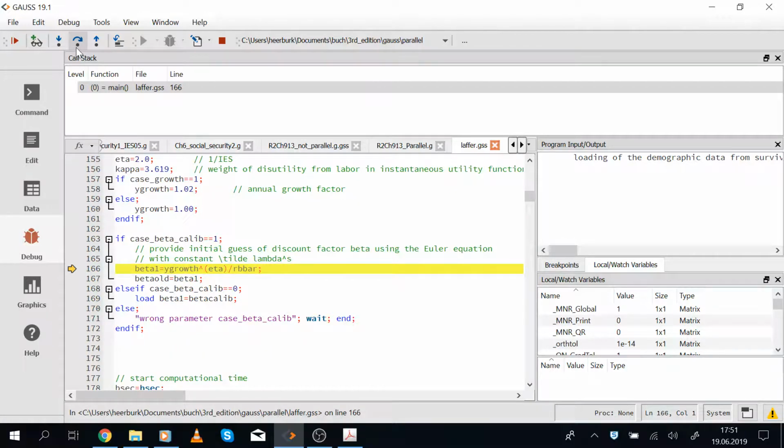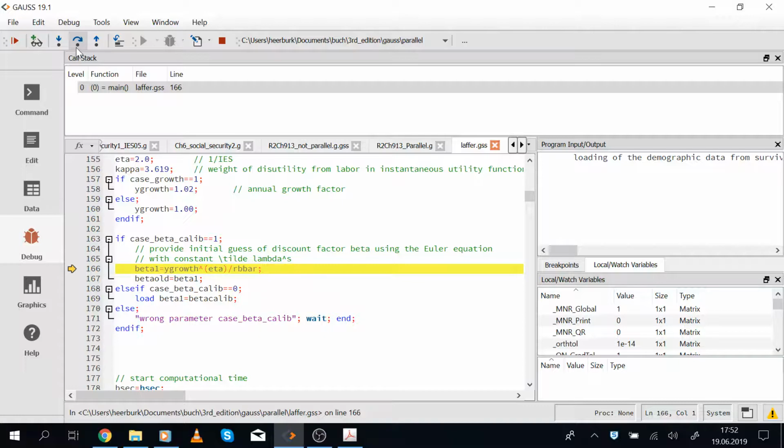Now we have to choose an initial value of our beta, and this follows from our Euler equation in the case that marginal utility lambda is constant. In this case, beta is given by the growth factor to the power eta divided by the gross interest rate of government bonds. And we will use this as our initial value.